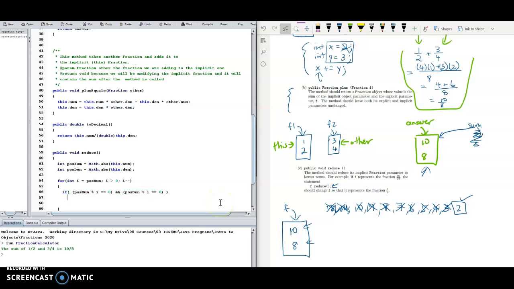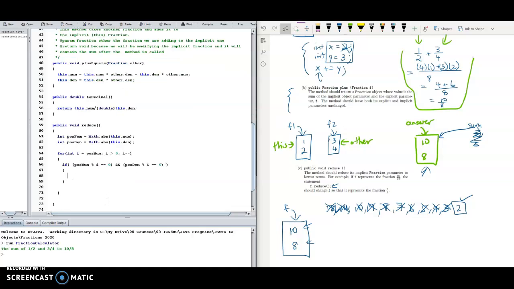Now, if that's the case, that means that this i is the largest possible, because we started from the highest possible value and we're going down. So that means that i is the largest possible common factor if both of these are true. Right? So if we're in this if statement, that means that i is the GCF, greatest common factor. So what do we want to do? Well, now this is where we actually change the numerator and denominator.